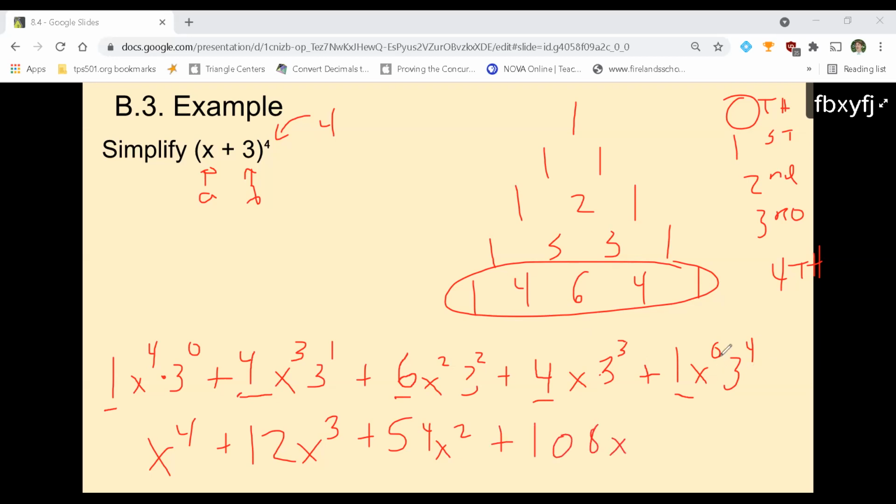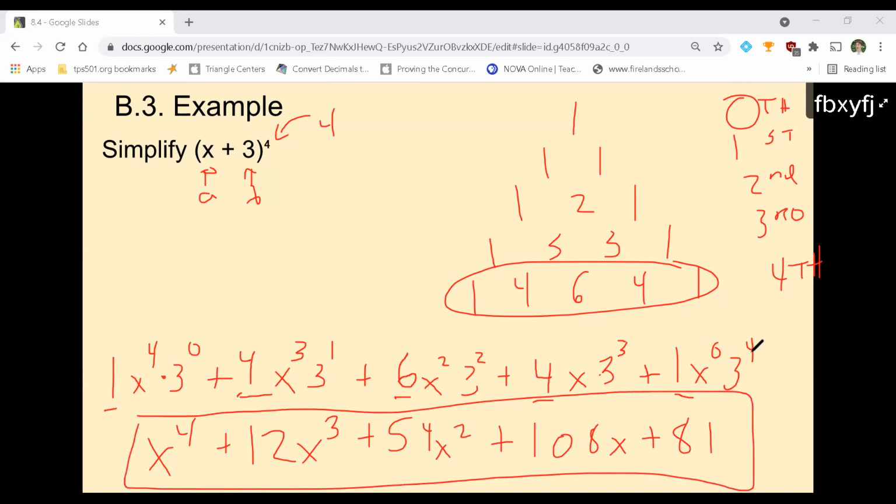And now x to the 0 is 1. So 1 times 1 is 1 times 3 to the 4th. 1 times 3 to the 4th is, I believe, 81. It is 81. There you go. X plus 3 to the 4th power, done in 3 steps instead of having to double distribute, then triple distribute, then quadruple distribute.